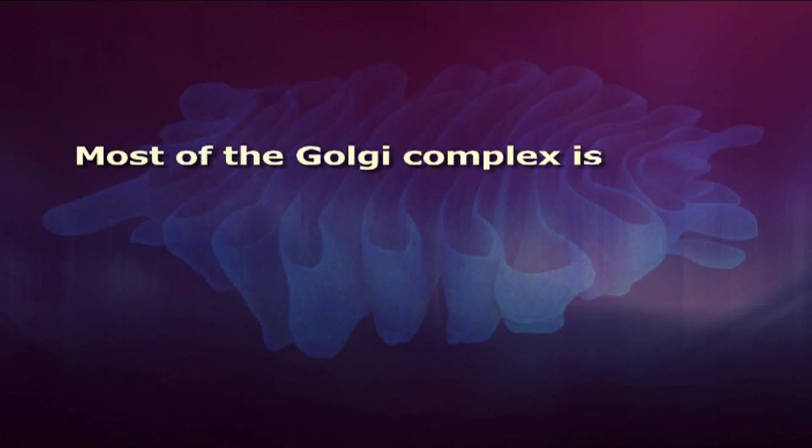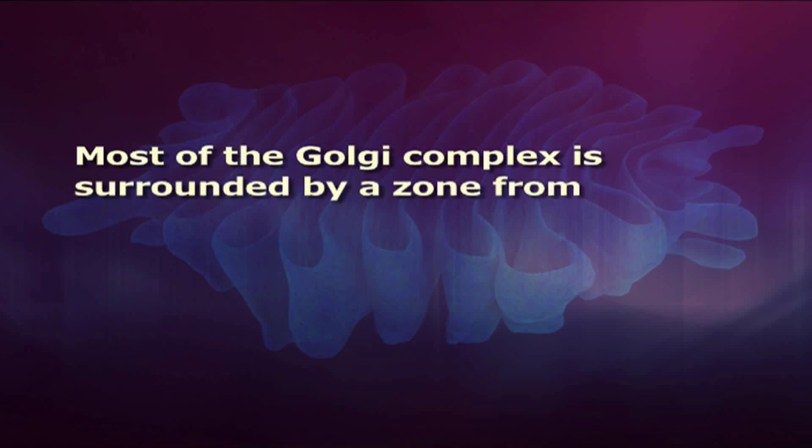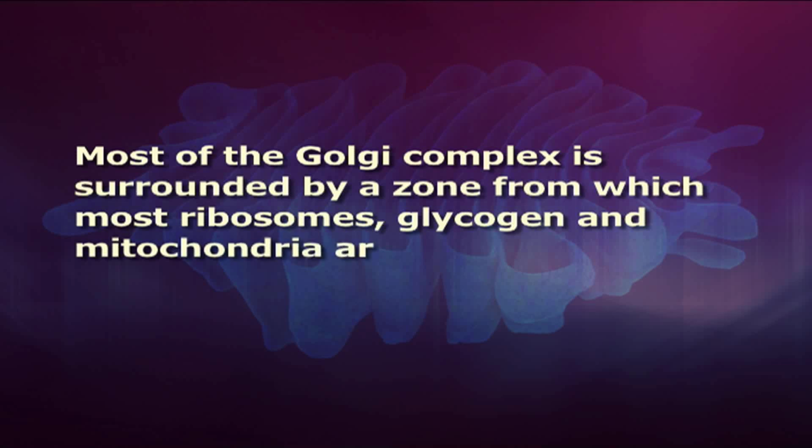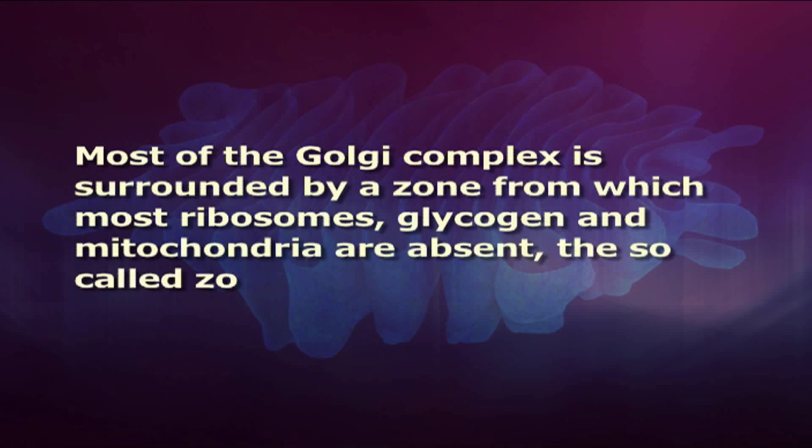One quality of Golgi complex is lack of attached ribosomes. Most of the Golgi complex is surrounded by a zone from which most ribosomes, glycogen and mitochondria are absent, the so-called zone of exclusion. Some free polysomes have been observed at the periphery of the Golgi complex.